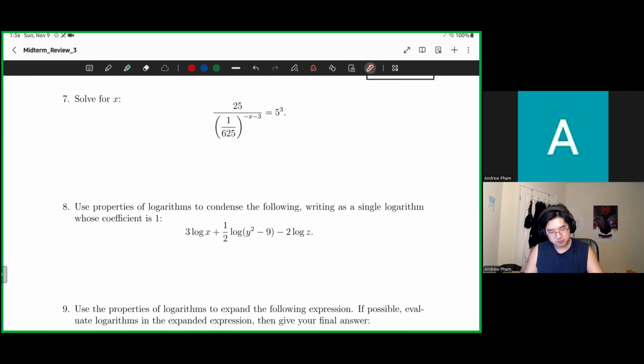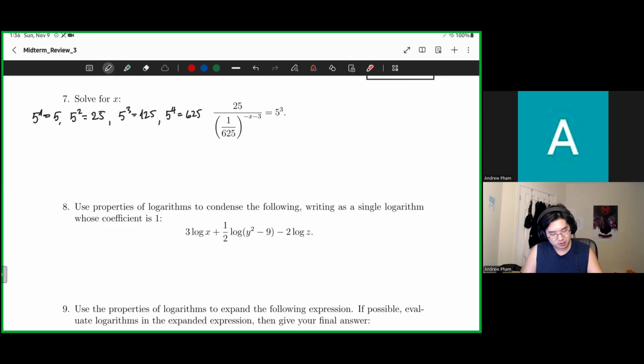5 cubed. So I want to first notice that 5 to the 1 is equal to 5. 5 squared is equal to 25. 5 cubed is equal to 125. And 5 to the 4th is 625. That's the first thing I want to notice. So I can write all these big numbers in terms of powers of 5.